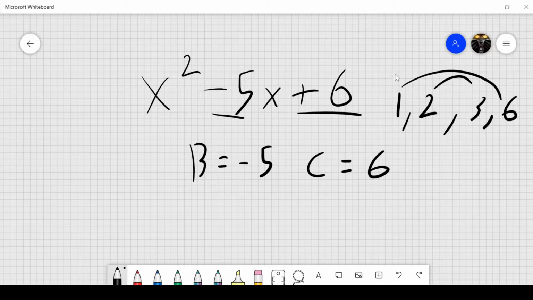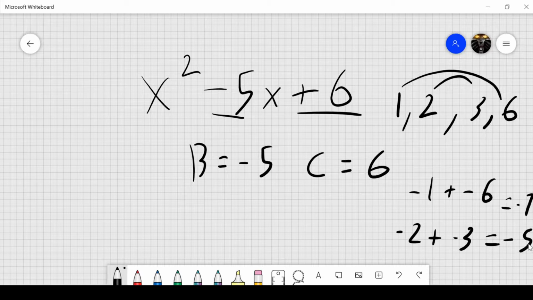So we ask ourselves, okay, 1 and 6. If they're both negative, is that going to give us -5? Well, we can do it on a calculator really quickly. That's not going to be -5. Okay, what about 2 and 3? It's going to be -2, -3. Oh, that one does. So -2, -3 is going to be our answer here.